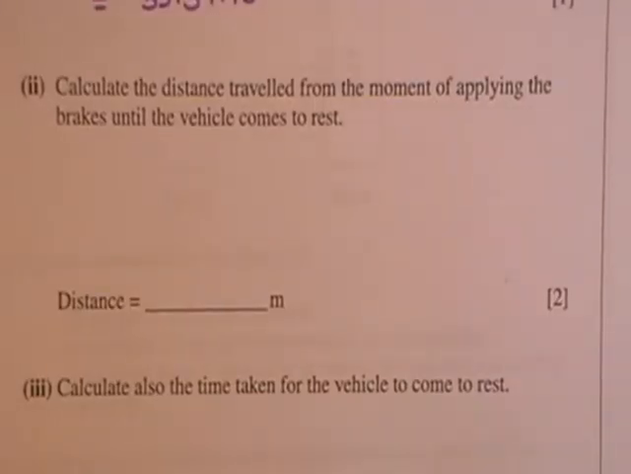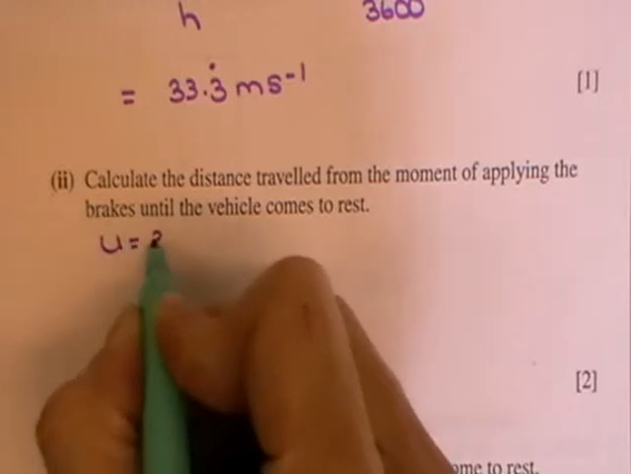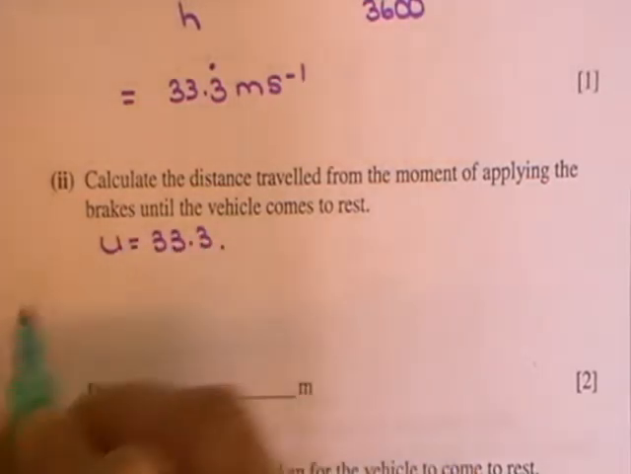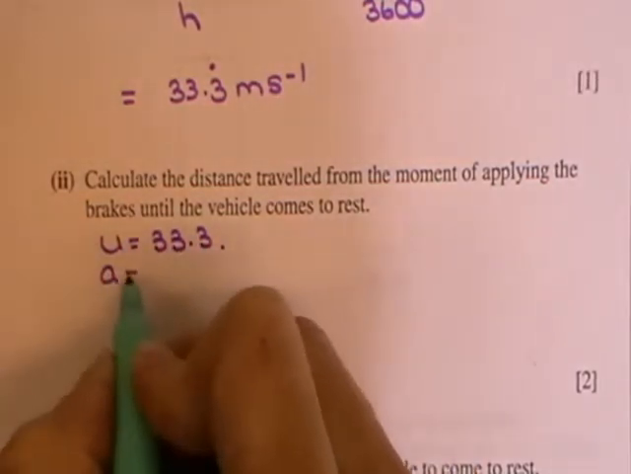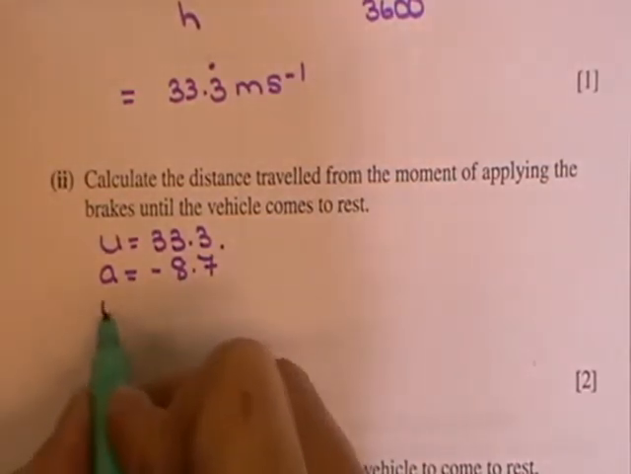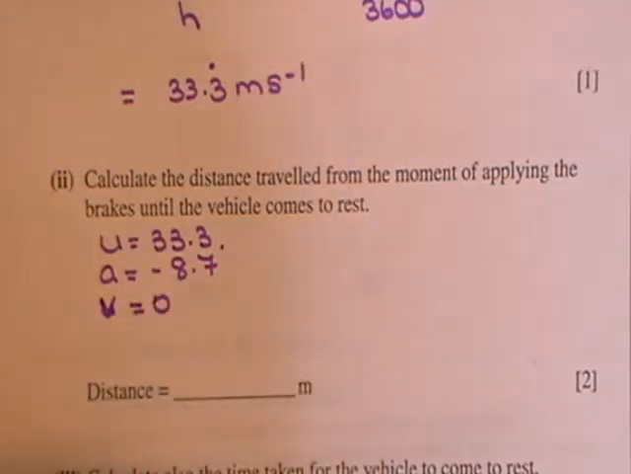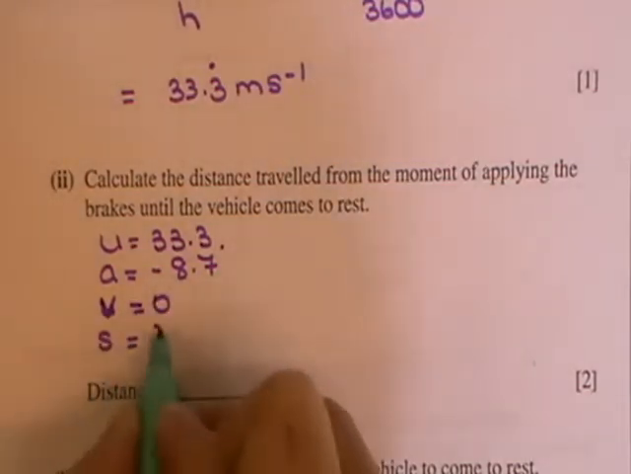Calculate the distance travelled from the moment of applying the brakes until the vehicle comes to rest. So we know from above the initial velocity is 33.3. We know that deceleration is minus 8.7. We know that it's going to come to rest, so v is equal to 0, and we're looking for s.